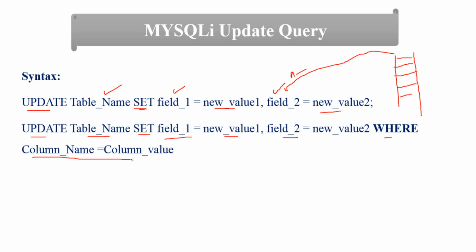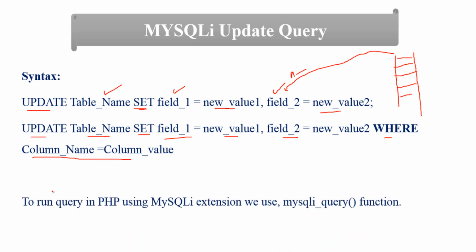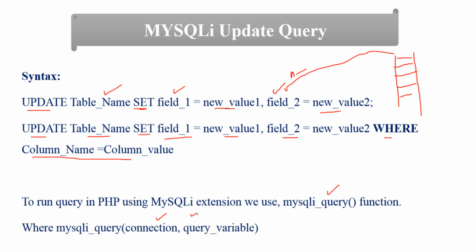So what you have to do after this is use the MySQLi extension, and the MySQLi extension has the mysqli_query function that is used to run any query. It takes two arguments: the connection, and the query variable. Now I open Visual Studio Code and show how you can update a table in a database.